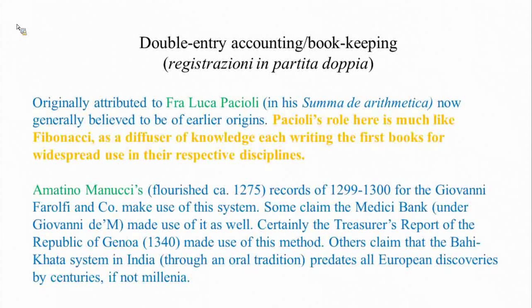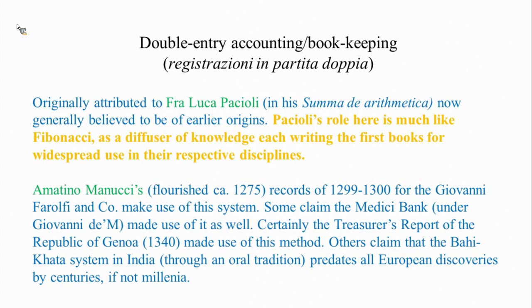Okay, so this is about the double entry business. All I can say is that Luca Piazzolla, that I've talked about earlier in some other talk, and the Summa d'Aritmetica, now generally believed to be of earlier origins. This is what it is in Italian, registrazione in partita doppia, double column entry. Piazzolla basically does what Fibonacci does. They become diffusers of knowledge. They take all the knowledge that's known, and they write a book about it. Bang! This is what I know, right? And Piazzolla does the same thing. Again, they don't give sources. They don't have to, because this is common knowledge at the time.